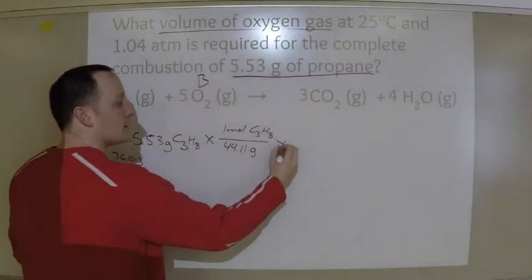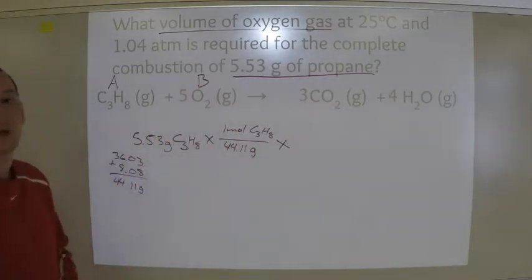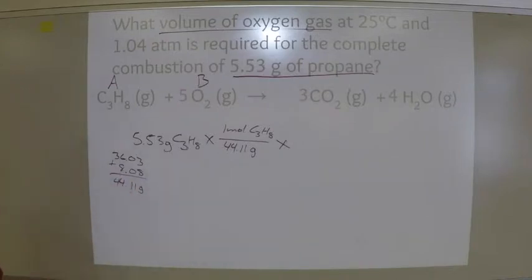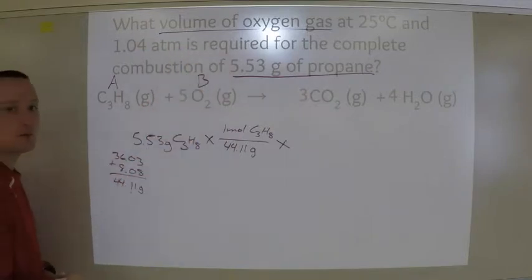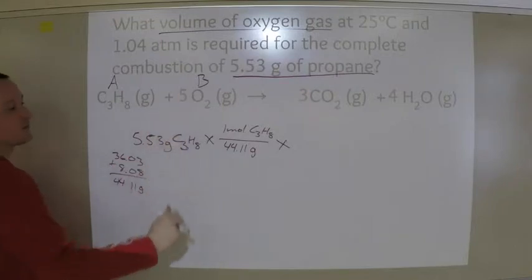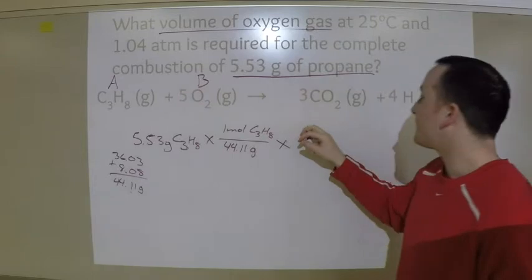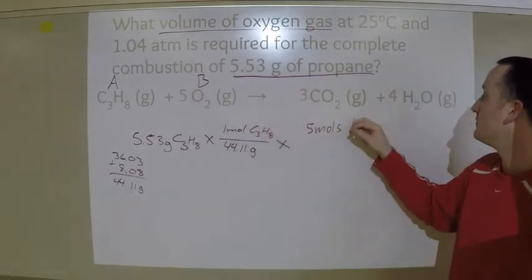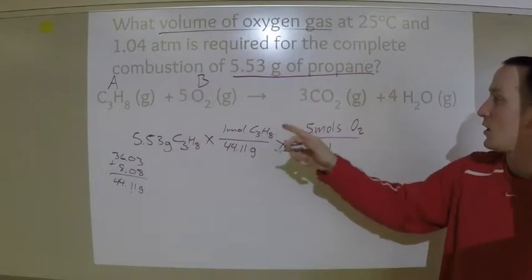Now, the next step, again using that chart, is to convert from moles of A to moles of B. To do that, I need the B over A conversion. Here's substance B, it's oxygen. We labeled that initially in our problem. Its coefficient is 5. So, because it's B over A, I have 5 moles of O2 for every 1 mole of C3H8.